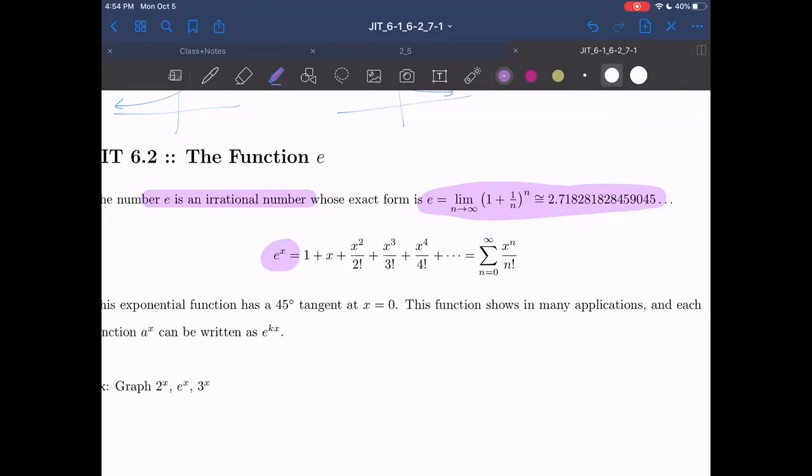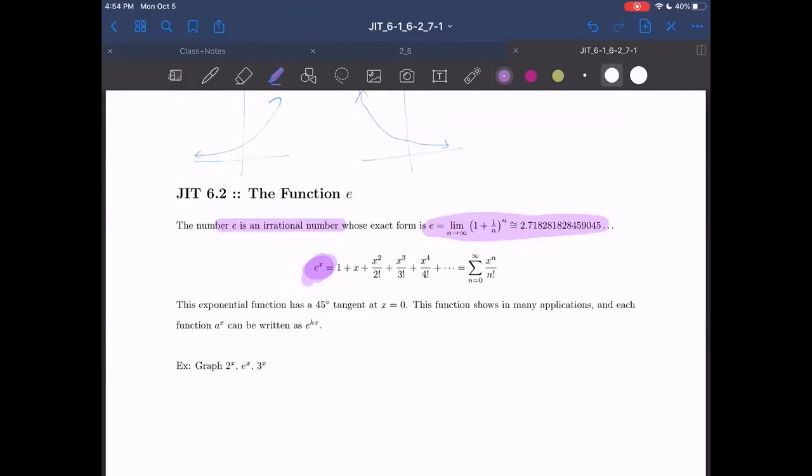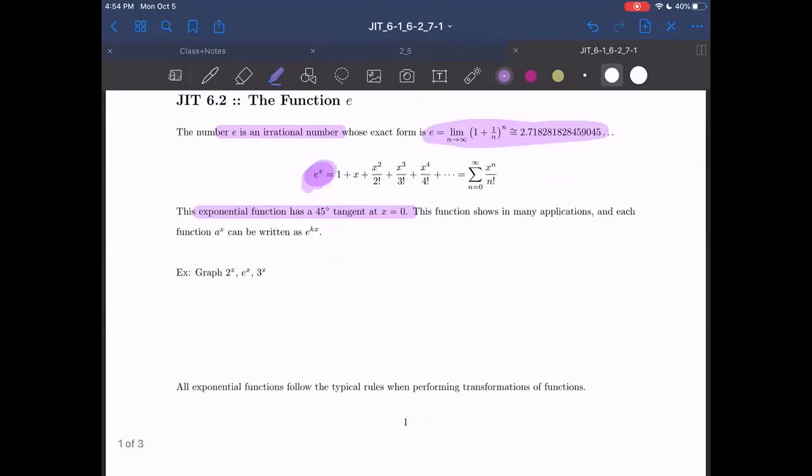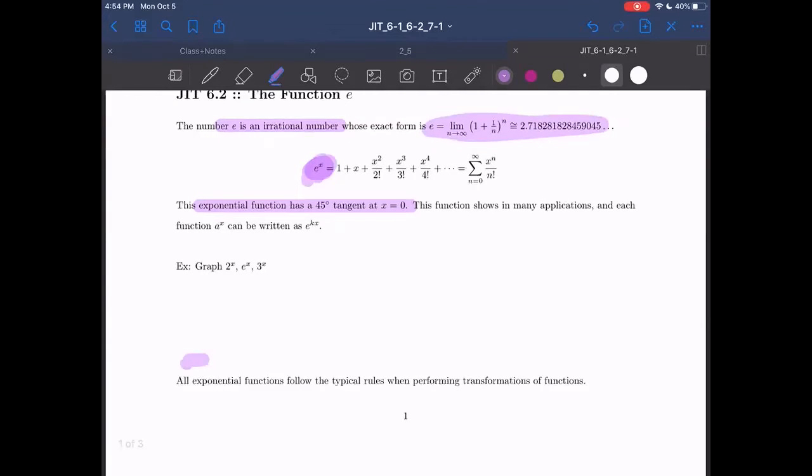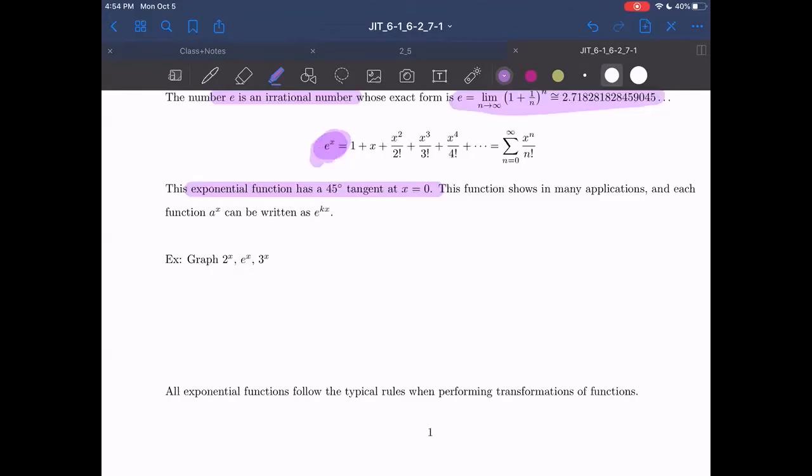e to the x is our exponential function, or the natural exponential function. Okay, and there's its expanded form and what it represents. And something to remember when you're graphing, so this exponential function has a 45-degree tangent at x equals 0. And then just kind of a special, so we can actually write any exponential function as the natural exponential function with some extra number in there.